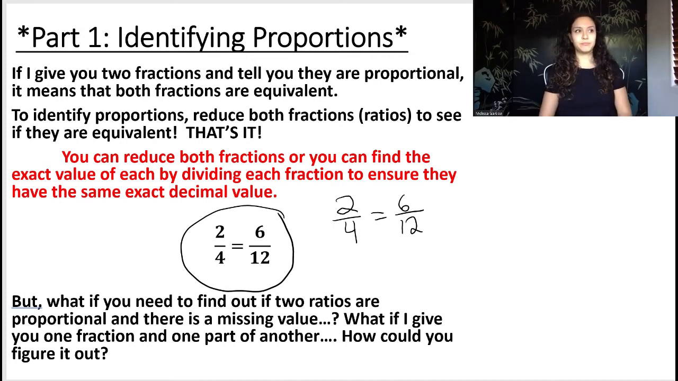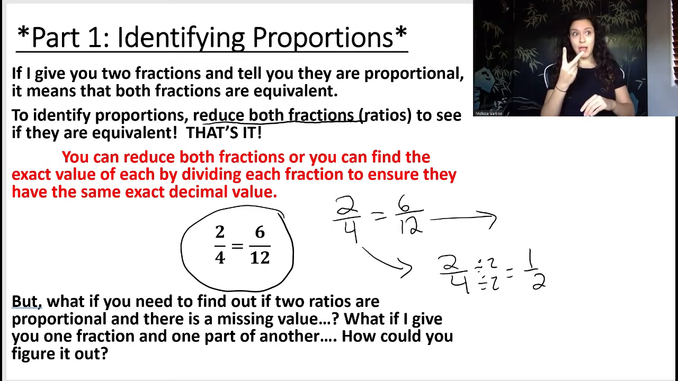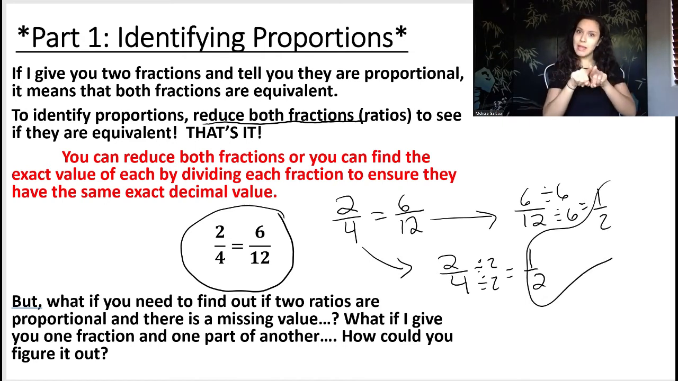How can I prove that? To make sure they're proportional, what I could do is reduce both fractions to see if they are equivalent. Okay, let me try that. So 2/4, I'm going to divide by 2 top and bottom because I'm simplifying. I get 1/2. And 6/12, divided by 6 top and bottom, I get 1/2. They are equal to each other. So that means they are proportional. 2 out of 4 is the same thing as 6 out of 12. That's what we're proving right now.